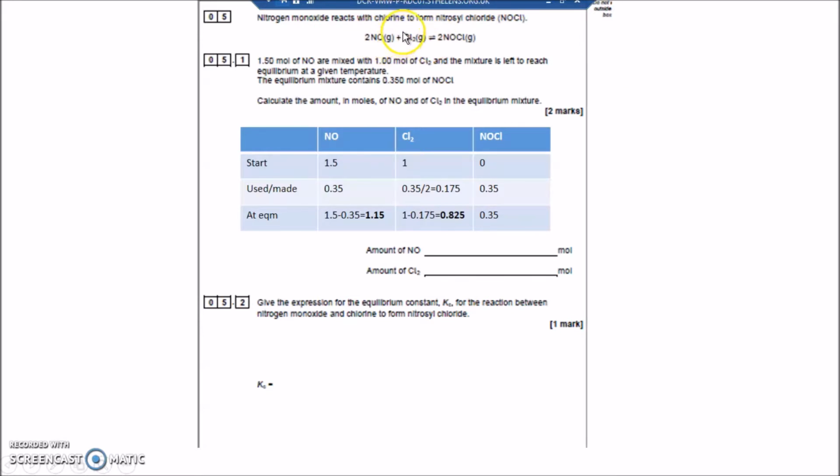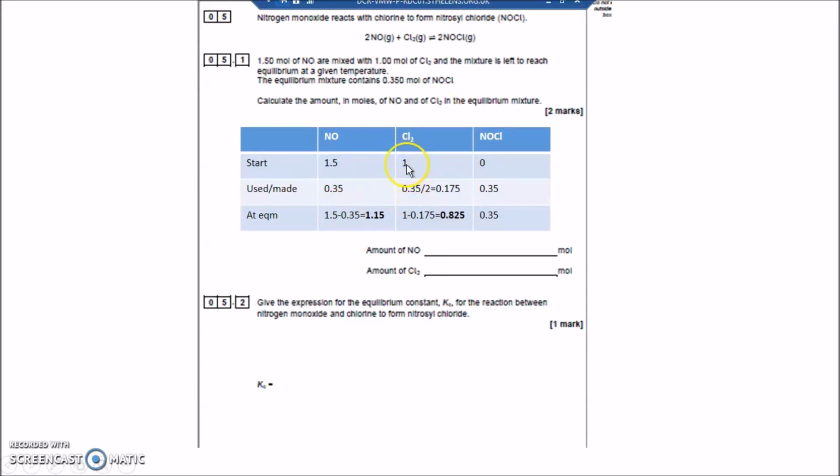So I've used half the amount of Cl2 that I have of NO, so it's 0.35 divided by 2. I've used up 0.175 moles of Cl2 in my molar ratios. Now, this is how much I started with. I've used up 0.35. Remember, this is a reactant reacting away to make the product, the NOCl. So if I subtract these two, I've now got left over 1.15.